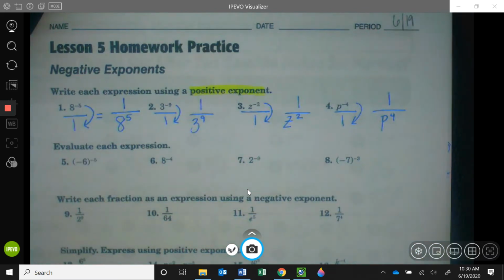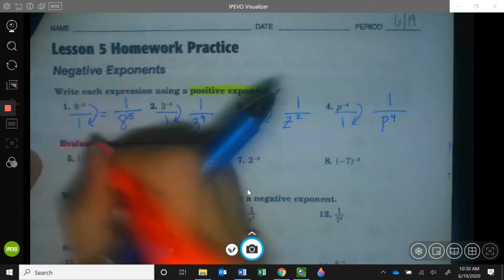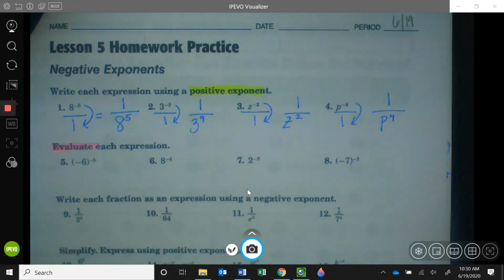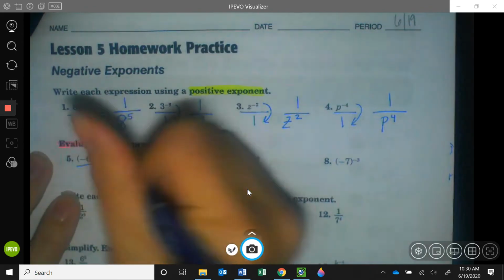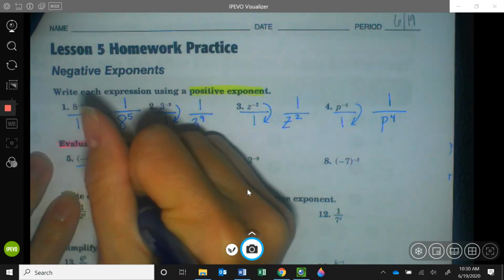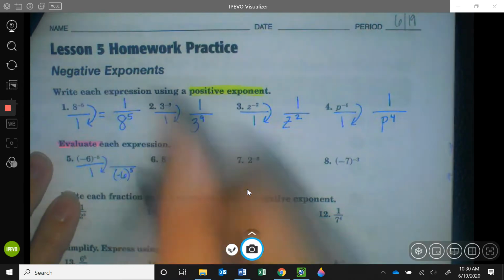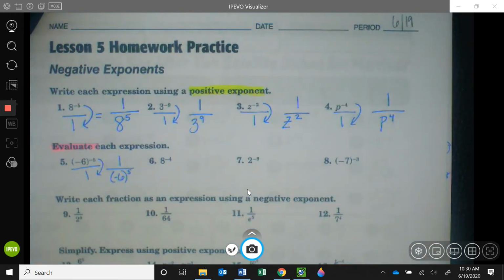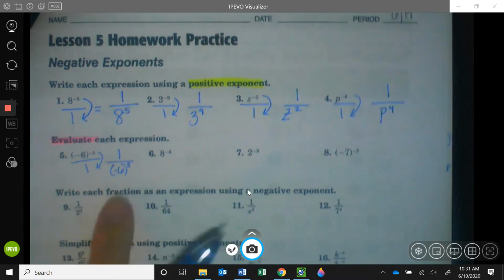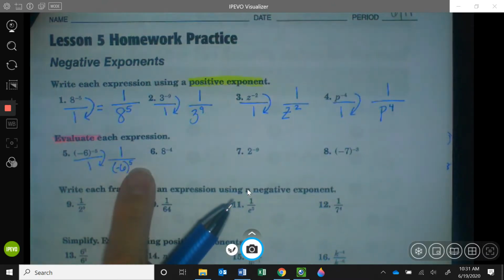All right, now it says evaluate each expression. So evaluate means it actually wants an answer, not an exponent, but we need to get rid of that negative before we do so. So just like above, we're going to move it. So now we have negative 6 to the positive 5th power. And there's our 1. And we're not taking away that negative because it's in that parentheses. So the 6 still stays negative. It's the 5 that changes.